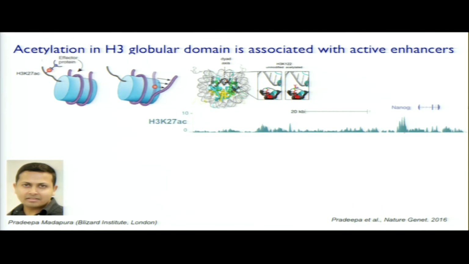This modification works by providing a binding site for effector proteins that bind that modification and influence gene regulation. So that's very well understood. And many groups have shown by ChIP sequencing that the H3K27 acetylation very nicely marks enhancers. So here's an example.